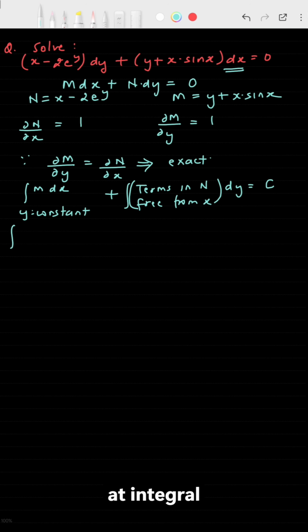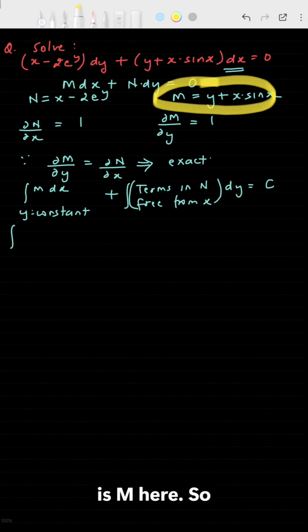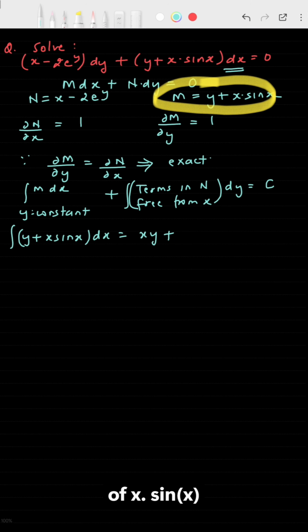So integral M dx is going to be, now this is M here, so let's integrate that with respect to x and keep y as a constant. So we got to integrate y + x sin x with respect to x. The integration of y is going to be x times y, since we treat that as a constant. And for the integral of x sin x, we are going to use the integration by parts rule. This is going to be sin x - x cos x.